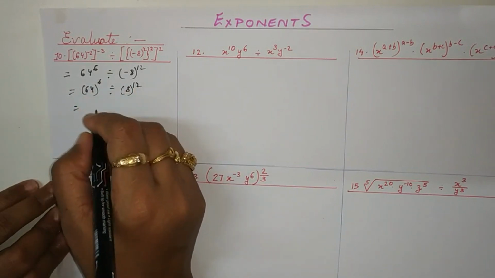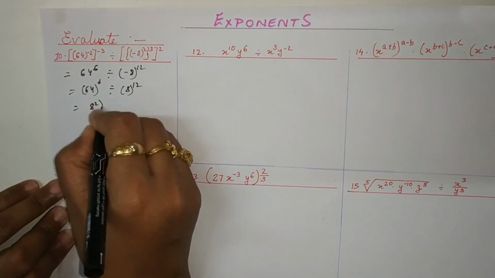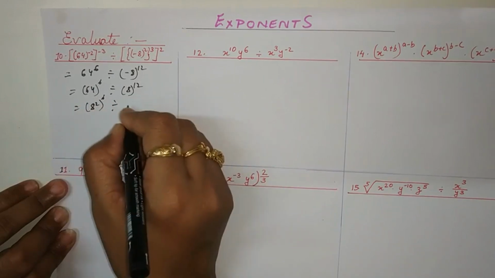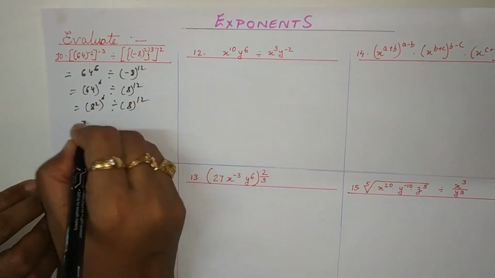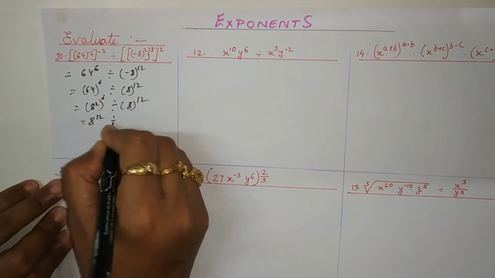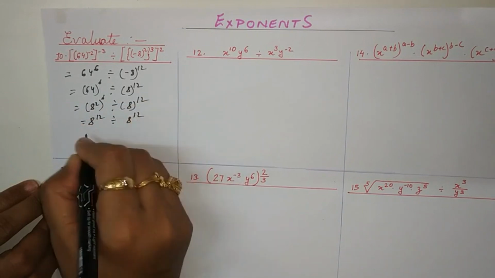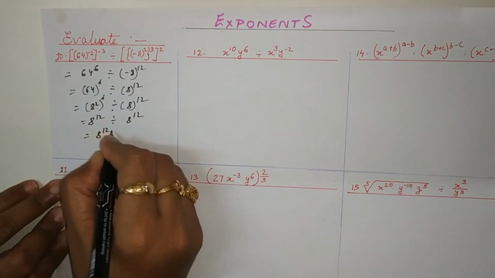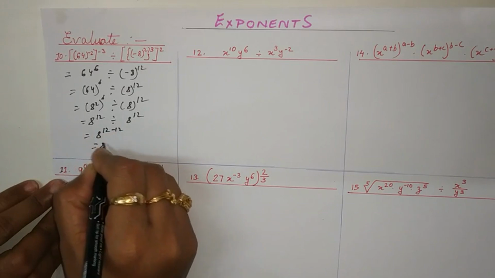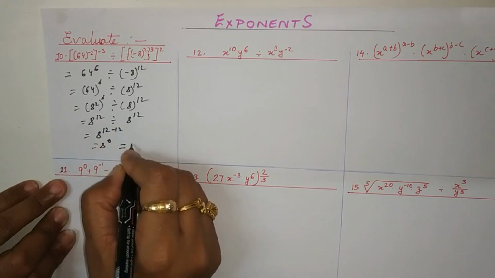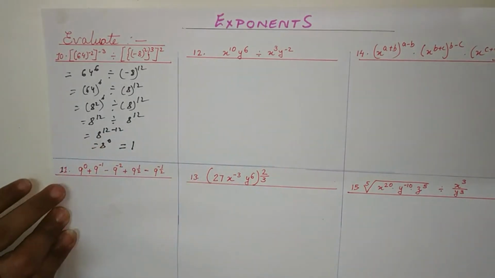64 can be written as 8 square to the power of 6 divided by 8 to the power of 12. So you have 8 to the power of 12 divided by 8 to the power of 12. So 8 to the power of 12 minus 12 is 8 to the power of 0. Anything raised to the power 0 is 1.